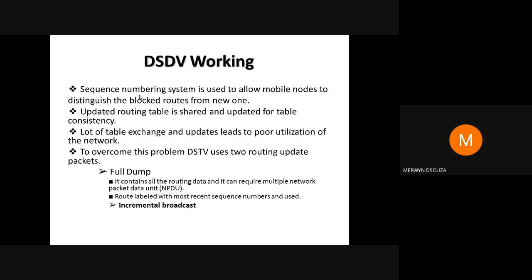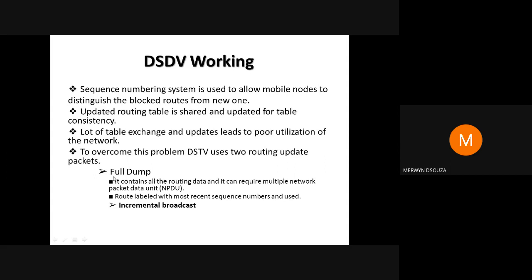The routing tables are updated frequently, but to avoid the disadvantage of the wired networks' distance vector protocol, where a lot of bandwidth gets wasted. And you know in mobiles we cannot afford to waste bandwidth. So they used two types of packets for updating the routing information.